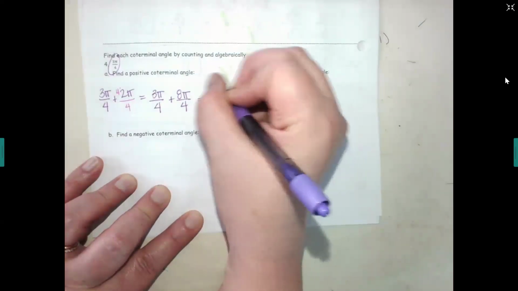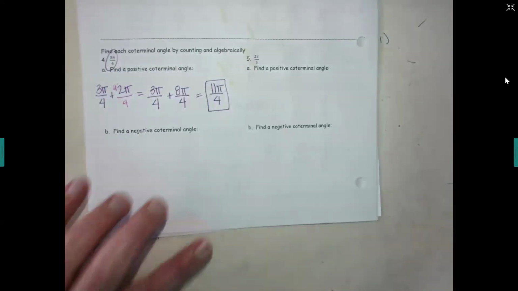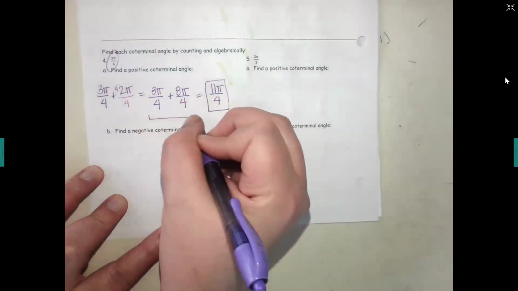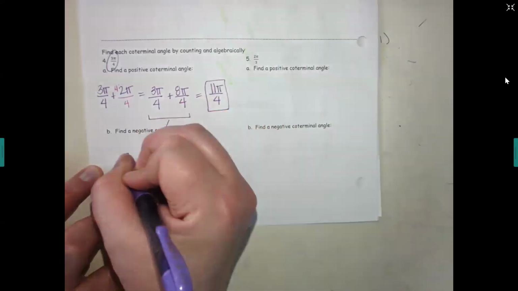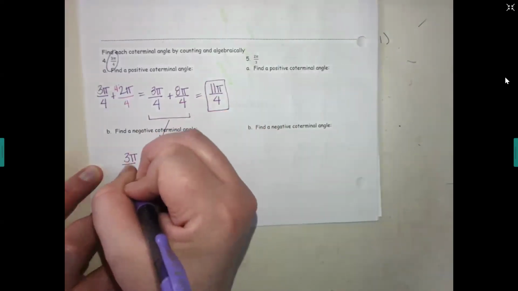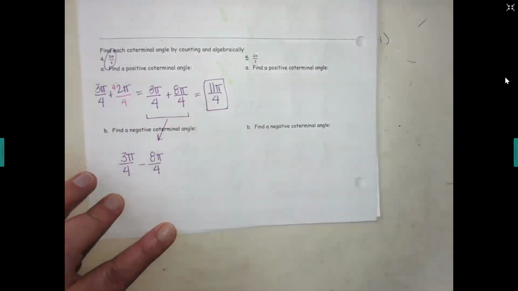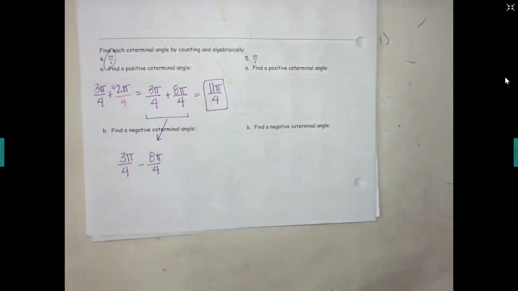11π over 4. Now, for a negative coterminal angle, instead of adding 2π, what are you going to do? Minus 2π. So I'm going to write almost the same question, but instead of a plus in the middle, I'm going to make it a minus 8π. And as long as the over 4s match, you can just subtract the tops.